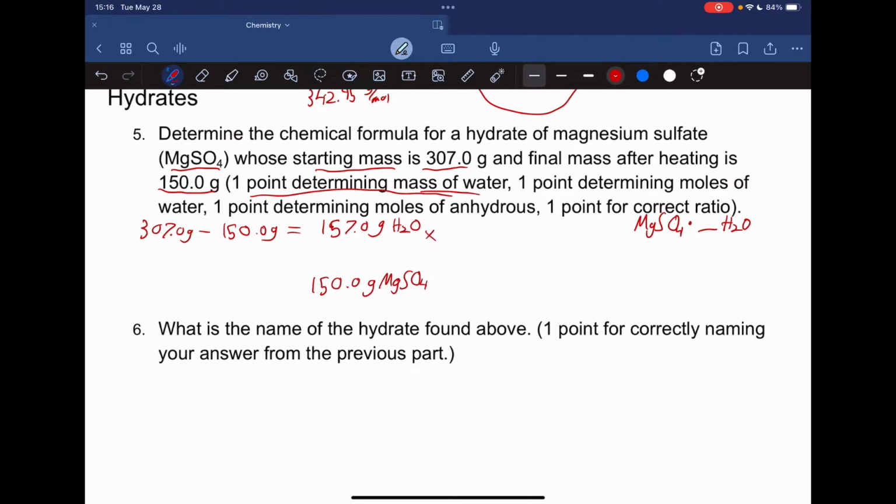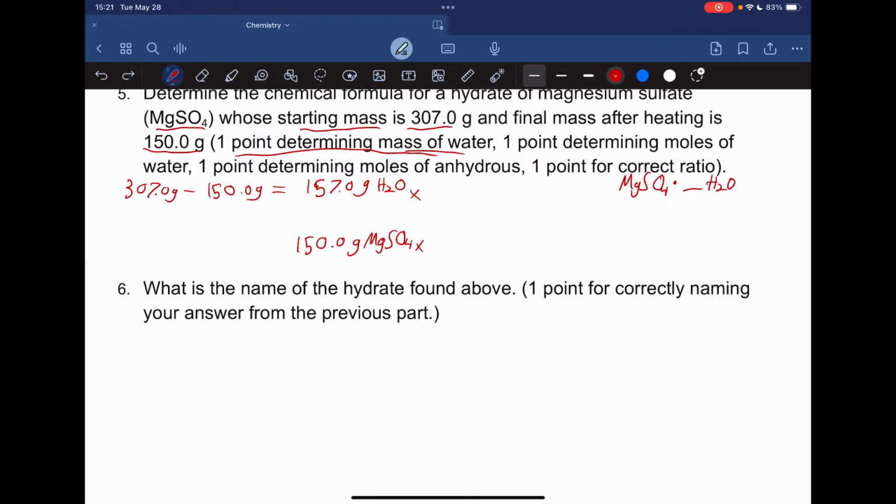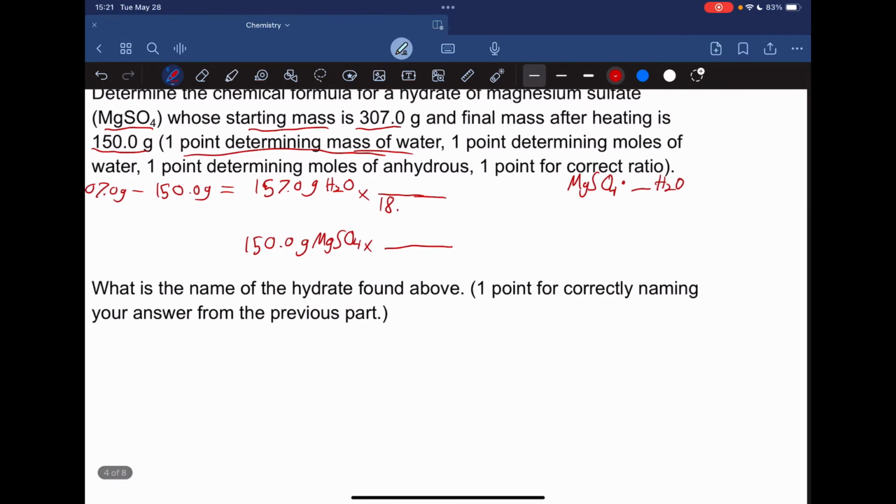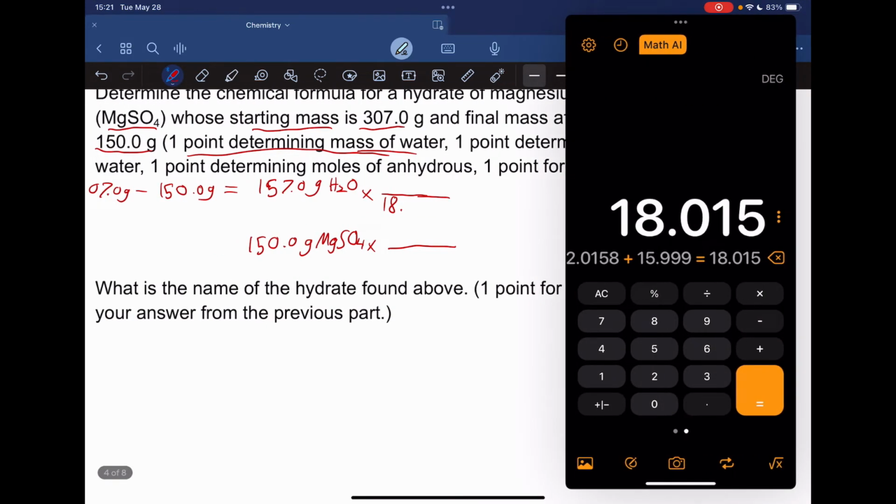Because what we're going to do next is convert to moles. So we're going to use the molar mass of both water and magnesium sulfate. So water has a molar mass of 18 point. Now we're going to need some more digits. So water's molar mass is 18.015. And that's grams for every 1 mole of water.